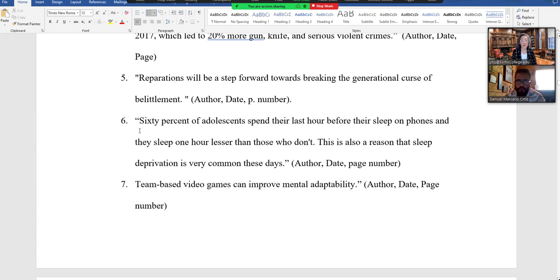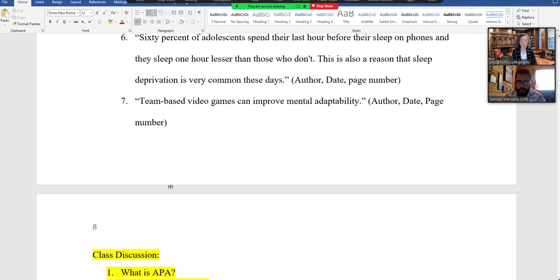And then here, somebody did not cite their claim that 60% of adolescents spend their last hour before sleep on phones, and therefore they have trouble sleeping. So then you have author, date, and page number. And then here you have team-based video games can improve mental adaptability. That's a medical fact, so you need author, date, and page number. And whenever you put author, date, and page number, that means that this is a direct quote.